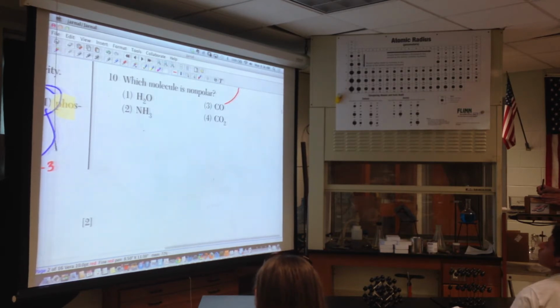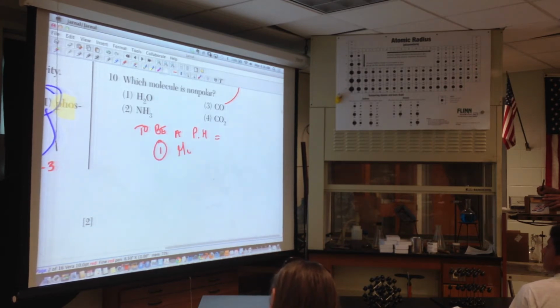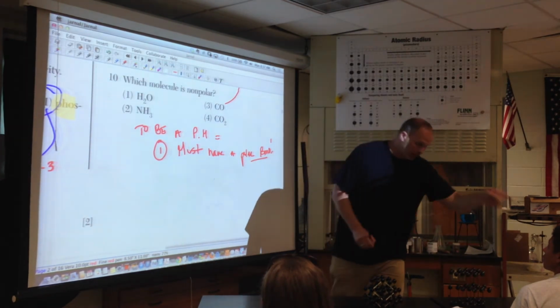First of all, to be a polar molecule, I'm going to do some Shakespeare. To be or not to be. Polar molecule. You have 2 things. Number 1, you must have a polar bond. What is a polar bond?